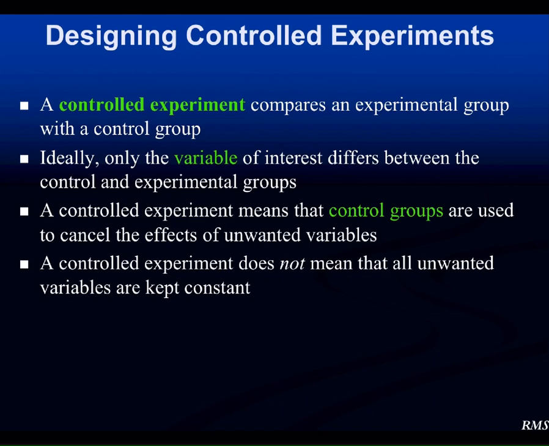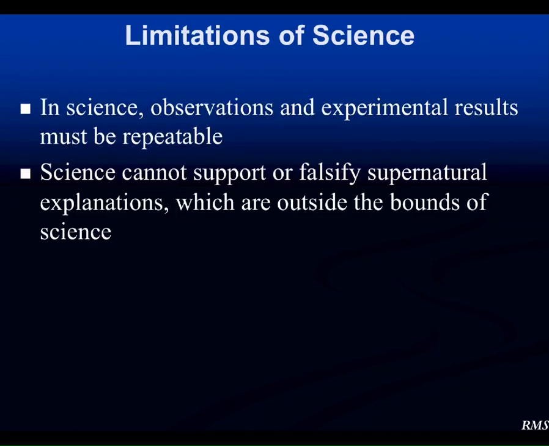to do that and hopefully help you understand it even better. So in a controlled experiment, you have the control groups that are used to cancel the unwanted effects of the variable. And a controlled experiment does not mean that all unwanted variables are kept constant. Sometimes there are things that are outside of our control. Now, there are limitations to science. In science, you have observations and experiments, and they have to be repeatable. If you can't repeat an experiment to get the same data out of it, then it really doesn't mean anything. Science cannot support or falsify supernatural explanations, which are outside the bounds of science. So there are limitations as to what science can tell us.